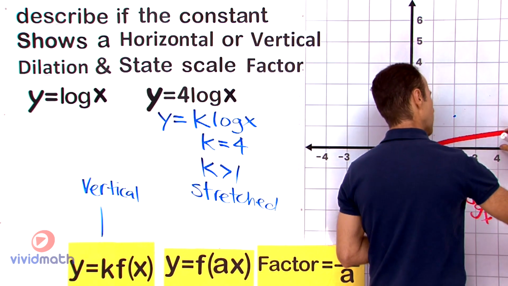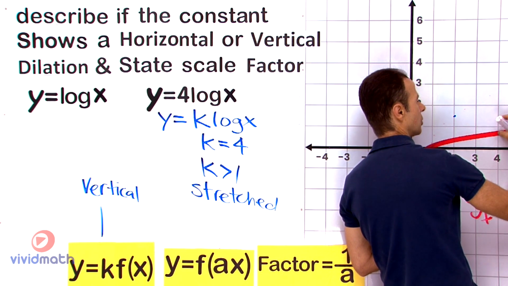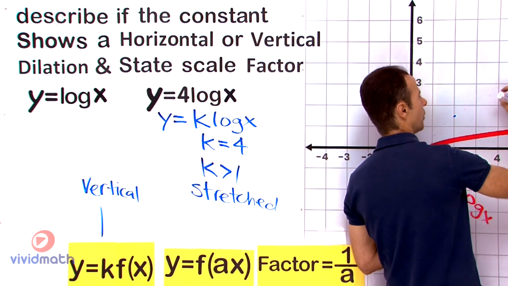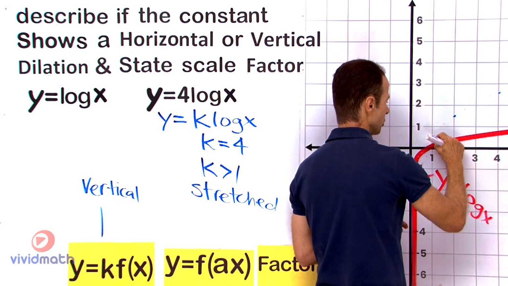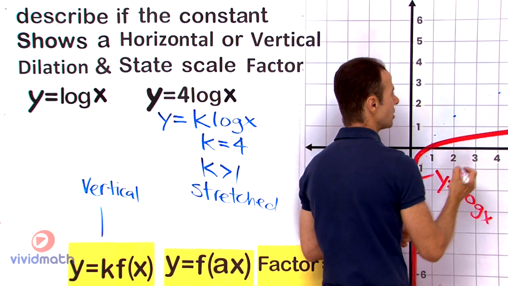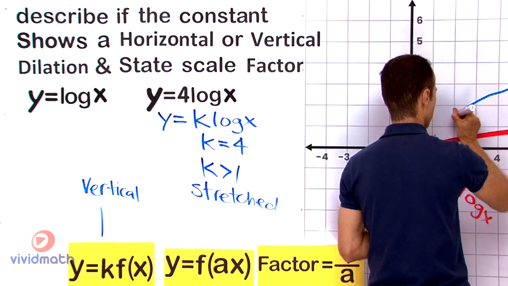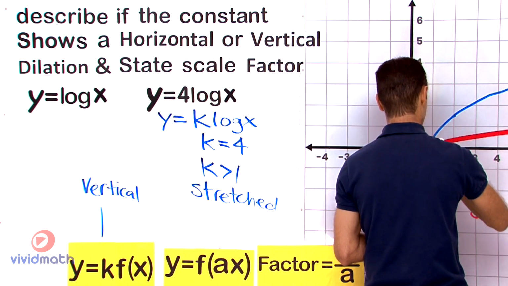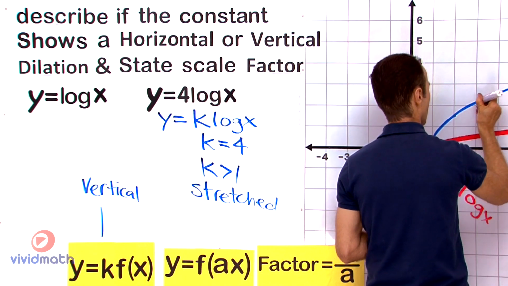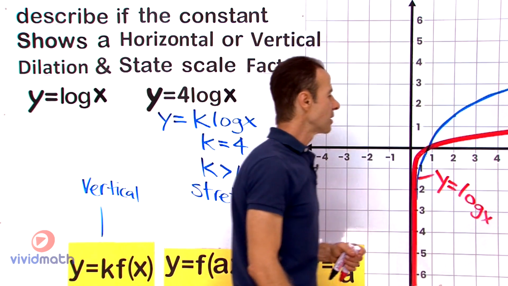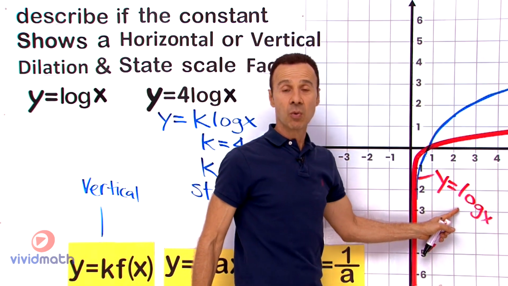If I take this point here, doesn't matter how high it is, I'm just going to measure it with my finger. That's 1, 2, 3, 4. It's going to go to about there. This one's about that much. 1, 2, 3, 4. It's about there. So it looks like it's going to go like this. So there's our new function, and it's actually 4 times taller than the existing parent function, y equals log x.